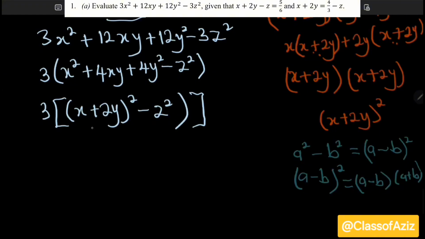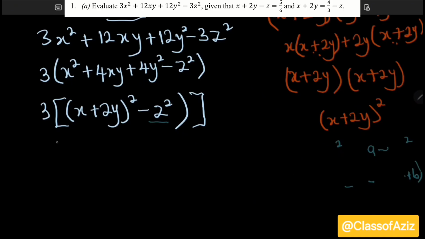So since we can say this is a and this is b, we can then say this is the same as 3, x plus 2y in brackets, minus z, all squared.